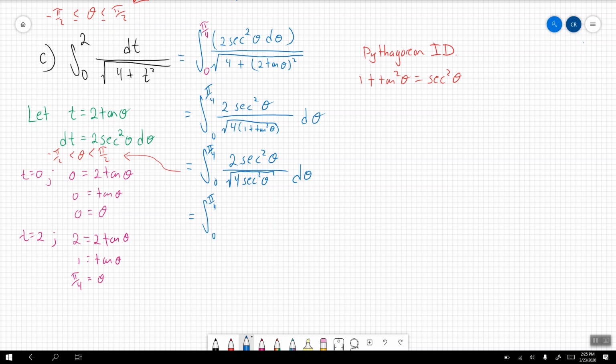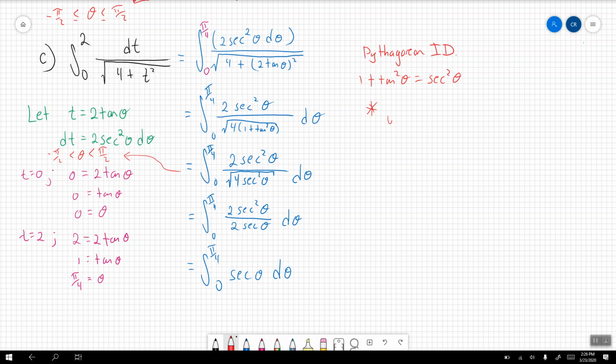Secant will also be positive, which means we're looking at 2 secant squared theta divided by 2 secant theta d theta. Naturally, this will simplify to be the integral from 0 to pi fourths for secant of theta d theta. Now we have to evaluate this. If you recall, there were some important integrals that we wanted to see.